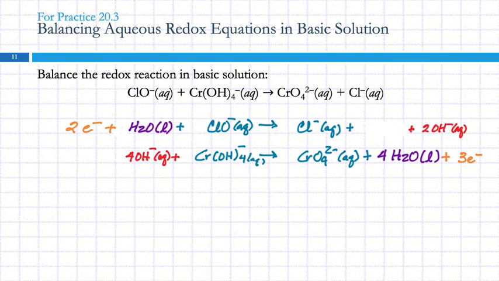And then what do I have to do? I need to make the numbers of electrons the same, so that this one is gaining the same number that that one is losing, because that's what happens in a redox reaction. The electrons are transferred from one thing directly to another. There's no middleman. So I'm going to end up with 6 electrons again. So I need to multiply the top by 3 and the bottom by 2.